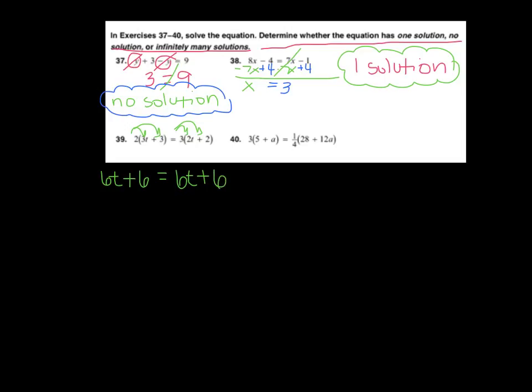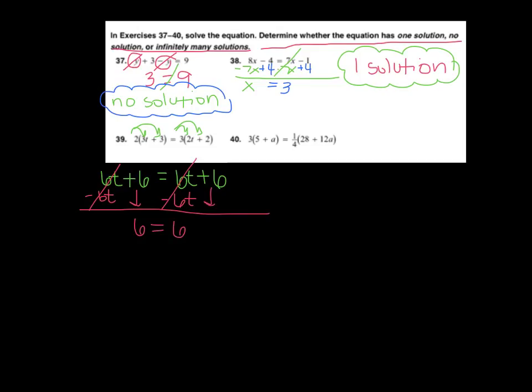Okay, so at this point, most of you will notice that 6t plus 6 is the same thing as 6t plus 6. If they're the same on both sides of the equation, you know you're going to have infinite solutions. But just in case you don't notice at this point, let's go ahead and keep solving and see what happens. When I go to move my 6t to the other side by subtracting 6t and 6t, I wind up with both of those canceling out. And I'm left with 6 equals 6.